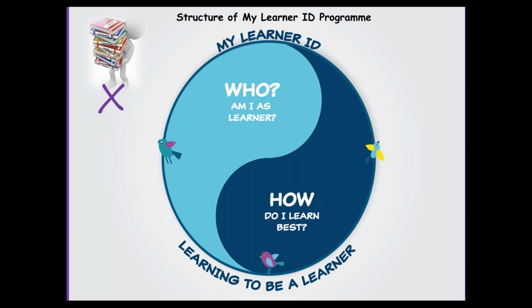If you never met your class group and you had access to the My Learner ID pupil profiles at the beginning of the school year, you would know the child that's coming into you in September. You would see them from the My Learner ID record.